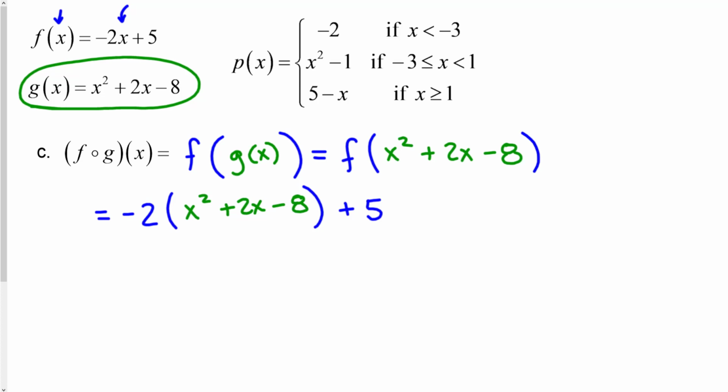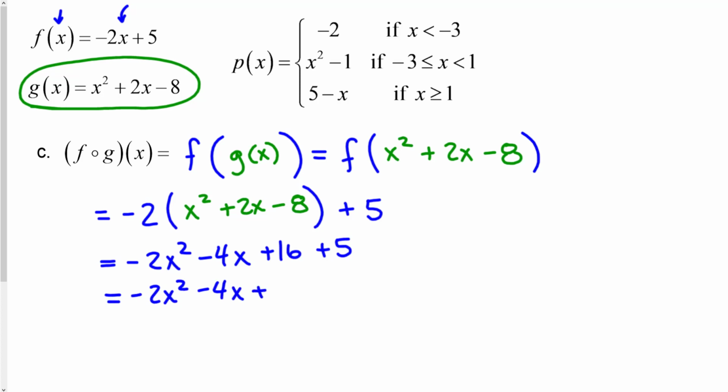Now once you get to this point, it's just a matter of simplifying. So in this particular case, the negative 2 would distribute to the quadratic. So negative 2x squared minus 4x plus 16 plus 5, or negative 2x squared minus 4x plus 21.